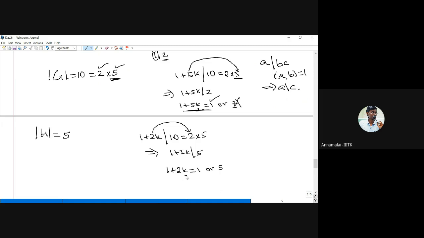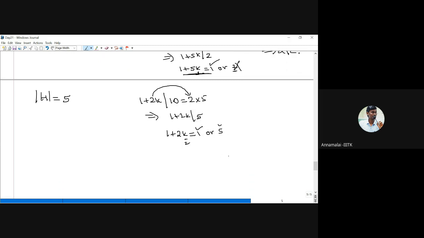If we substitute k equal to 0, you will get 1. If we substitute k equal to 2, you will get 5. Therefore, there is either only one 2-Sylow subgroup or 5 2-Sylow subgroups. But if you take only one 2-Sylow subgroup, you will not get all the elements. Suppose we assume that we have only one 2-Sylow subgroup, we call it K. The cardinality of this one is 2 to the maximum power, which is 1. Therefore, K contains only 2 elements.